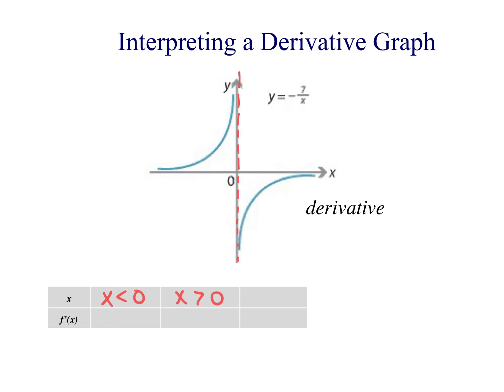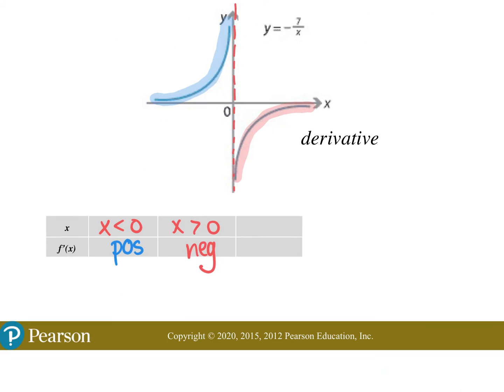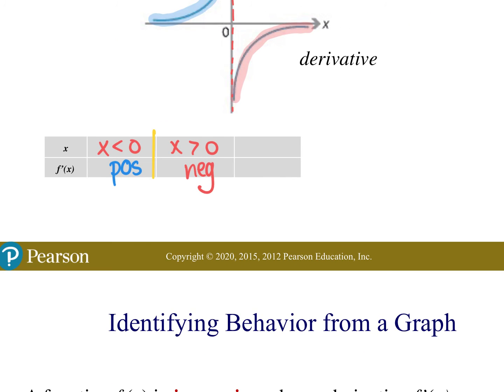And again, I always color above the x-axis in blue, below the x-axis in red. Blue means positive, red means negative, and I fill out my chart accordingly. Positive, negative. Which means when a positive changes to a negative in a derivative test, you have a local max at x is 0.